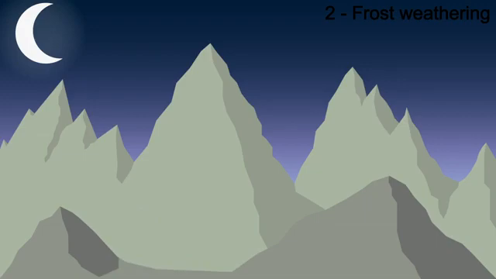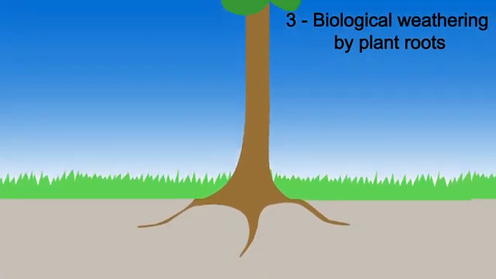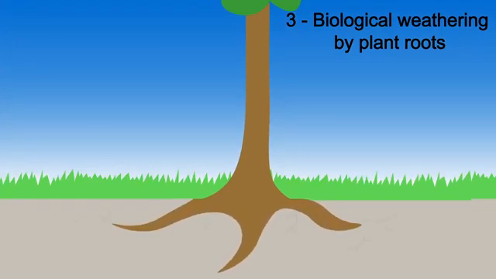Weathering by plant roots has a resemblance to frost weathering. Only here are the plant roots that push the stone apart. Roots can come into cracks in the stone. When trees grow, the roots become thicker. In this way, they can push stones apart.